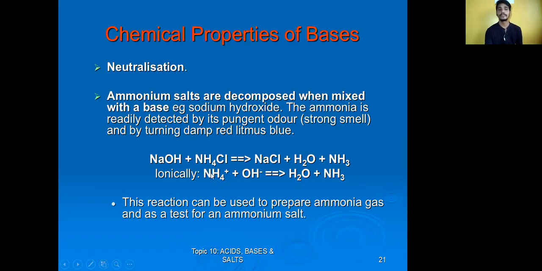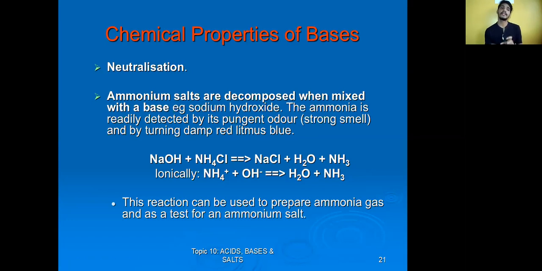When you talk about how the ions form, NH4+ and OH- form water, and NH3 is liberated actually. So in case of NH4Cl, it dissociates, then NH4+ combines with OH- to form a water molecule, and ammonia is liberated. This reaction can be used to prepare ammonia gas and as a test for ammonium salts. So this is how you can detect the ammonium salt.